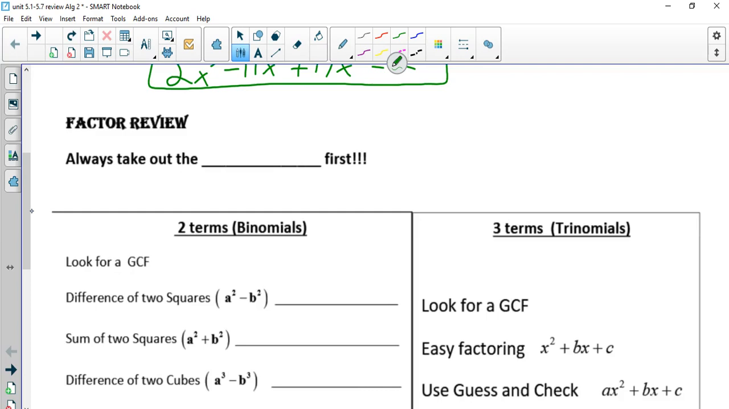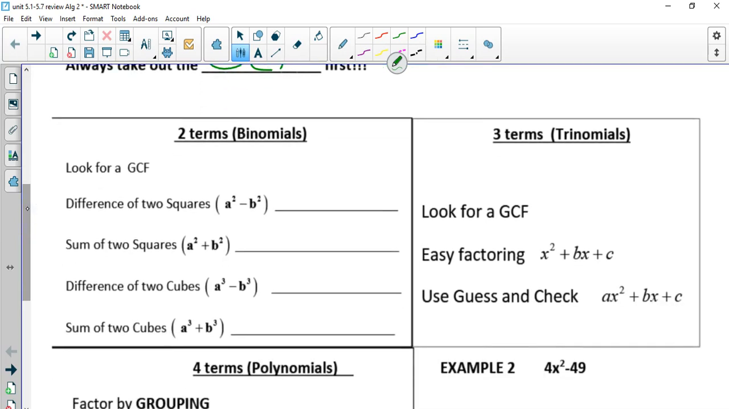Okay, factor review. Remember, always try to take the GCF out first. Now, if you have two terms, first look for a GCF. Then, difference of two squares, when you have this format, it's going to break down into two parentheses. One's going to be plus, one's going to be minus. And then it's just a plus b and a minus b.